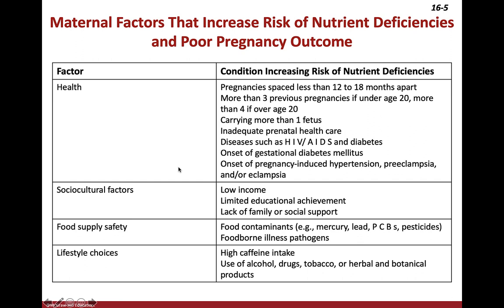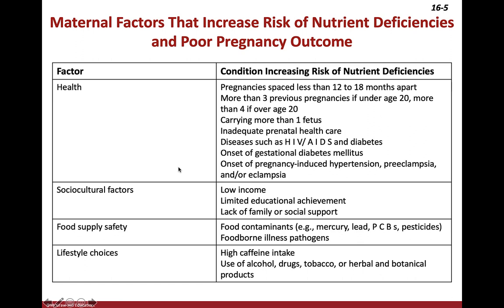Now, health is going to be a really important factor. Pregnancy spaced less than 12 to 18 months apart may increase nutrient deficiencies more than previous pregnancies if under the age of 20, more than 4 if over the age of 20. Carrying more than one fetus, inadequate prenatal health care, certain diseases, specifically HIV, AIDS, and diabetes, the onset of gestational diabetes mellitus, and that is something that happens to some women. Other health conditions that might be an issue are pregnancy-induced hypertension, preeclampsia, and or eclampsia.